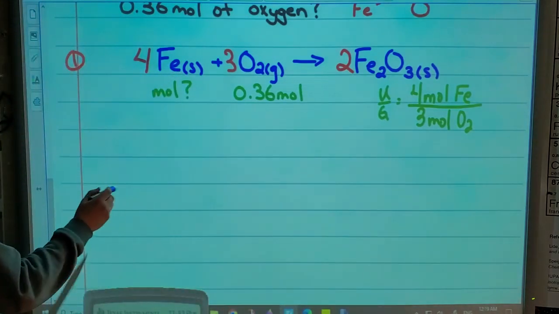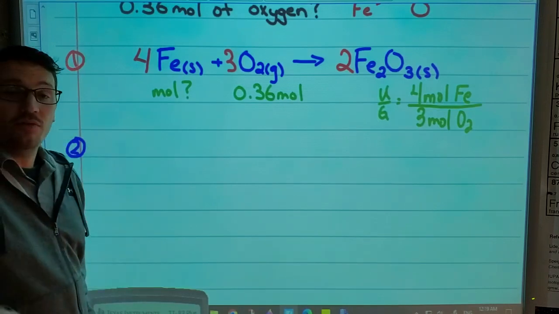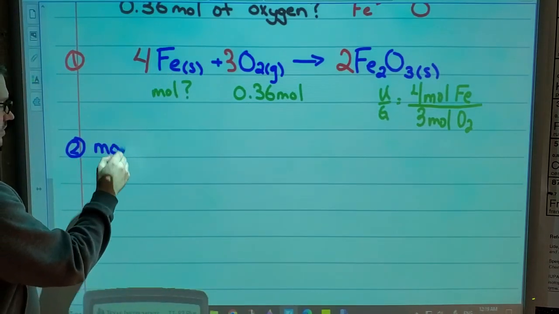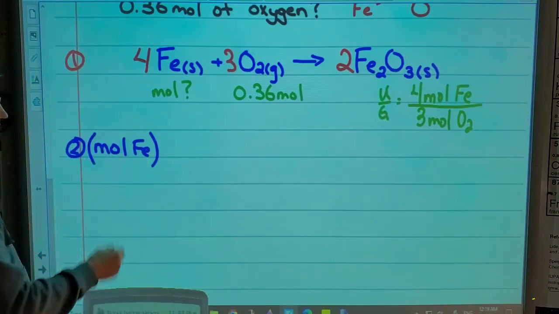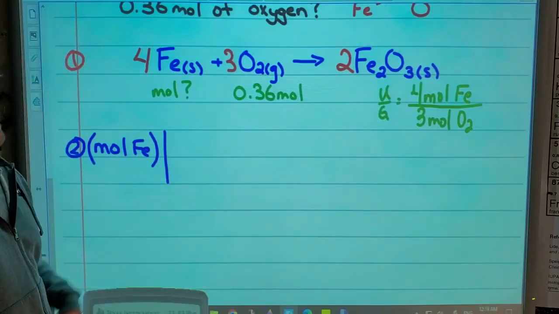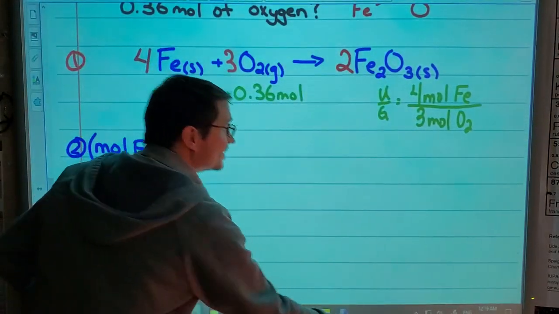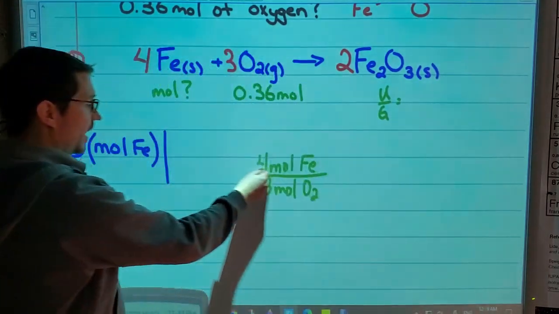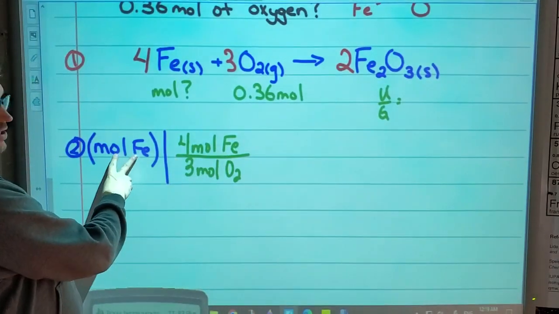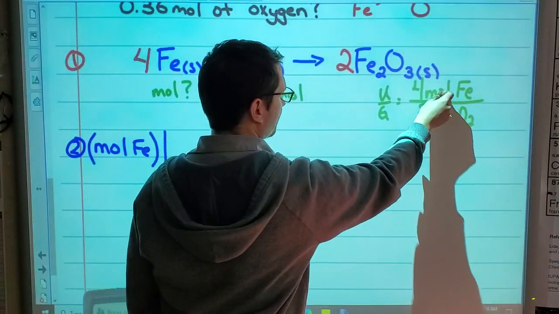When we do our unit analysis, this is step number 2, you always tell yourself what you're looking for. What are we looking for? Moles of iron. In stoichiometry, you have to say what unit you're looking for and who it belongs to. Okay, no problem. I'm literally going to take this information and use it like puzzle pieces. So 4 moles of iron, that's great. Now I have my information. Then I can cancel out moles of oxygen using the other information.